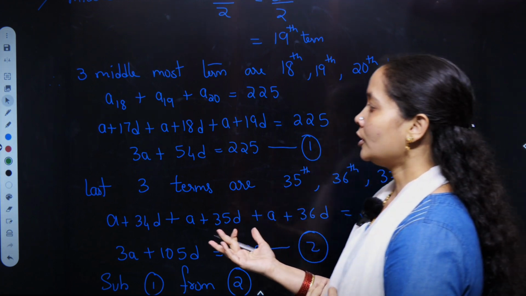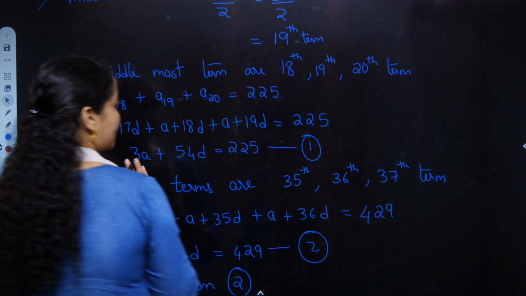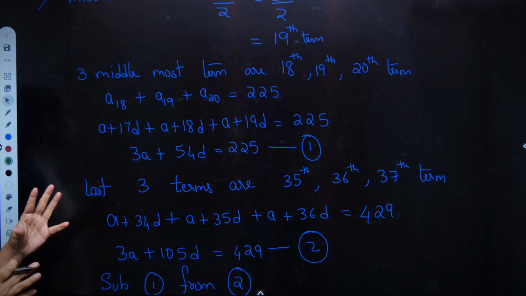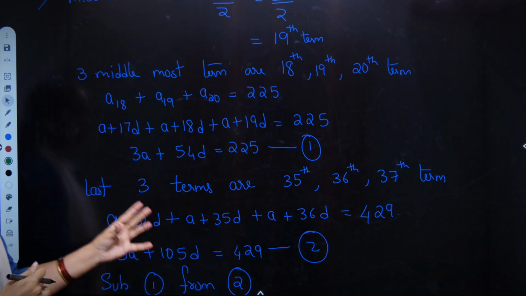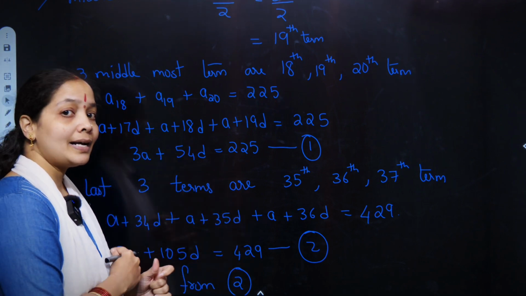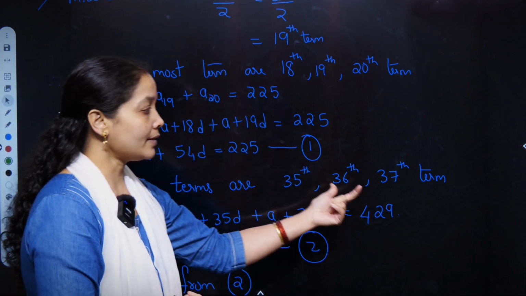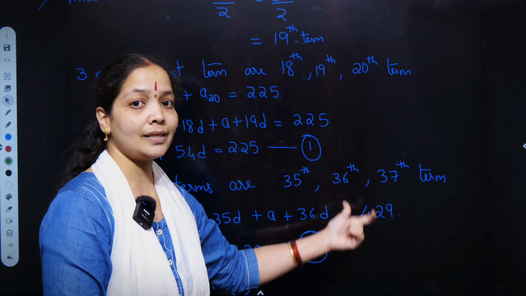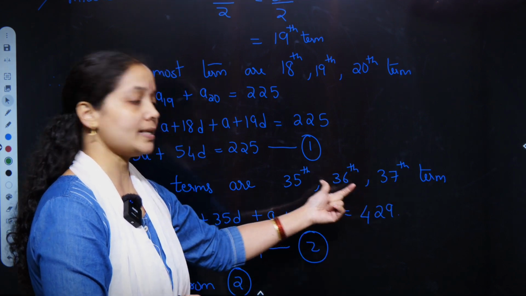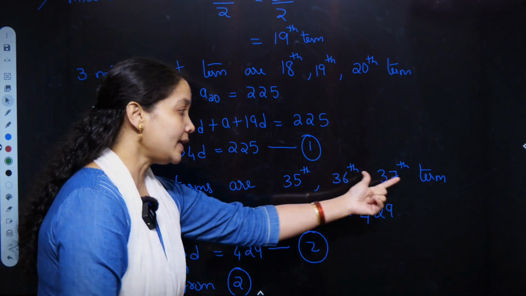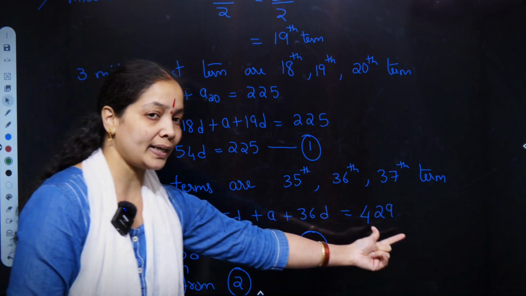Again, I'll go back to the question because one part of the question is done. I have to reframe the question again. In the next part of the question, they are telling me the last 3 terms added together. That is, I have 37 terms in the AP. Last 3 terms would be the 37th, 36th, 35th. These 3 terms added together, I am getting 429.